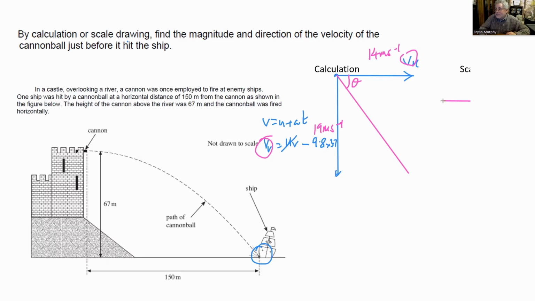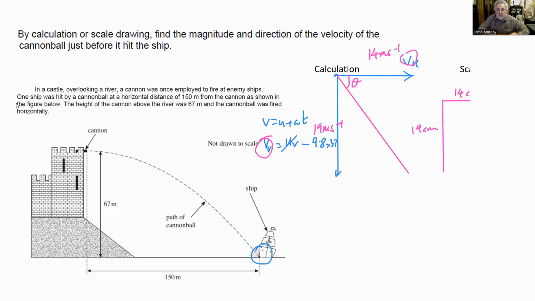To do a scale drawing, what you do is exactly the same thing. You draw the two velocities like that. You choose a scale. I'm going to do 14 centimeters, and this is 19 centimeters, so that it fits on an A4 sheet of paper. You can do 7 centimeters and 9.5 if you like. It doesn't matter. It's got to be to scale.